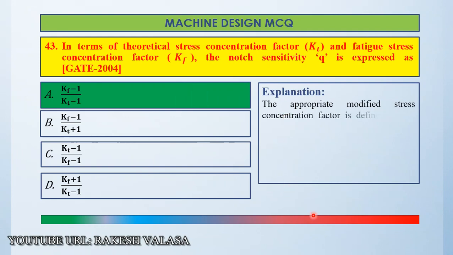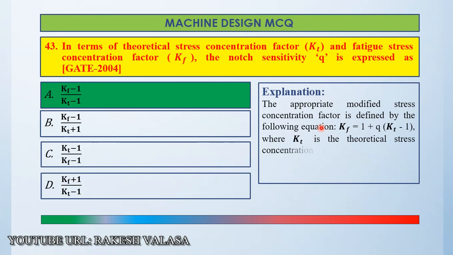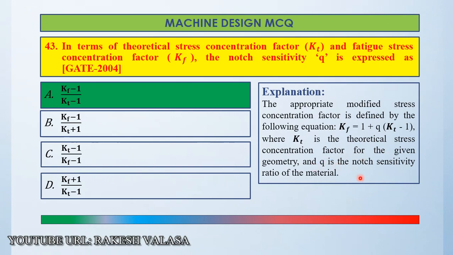The appropriate modified stress concentration factor is defined by the following equation, that is Kf equals 1 plus Q into Kt minus 1, where Kt is the theoretical stress concentration factor for the given geometry and Q is the notch sensitivity ratio of the material. So the correct answer is notch sensitivity Q equals Kf minus 1 by Kt minus 1.